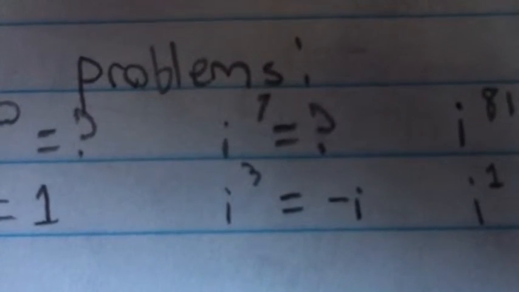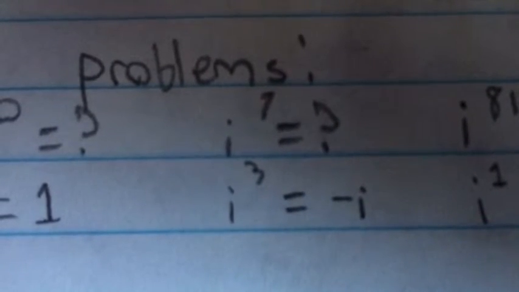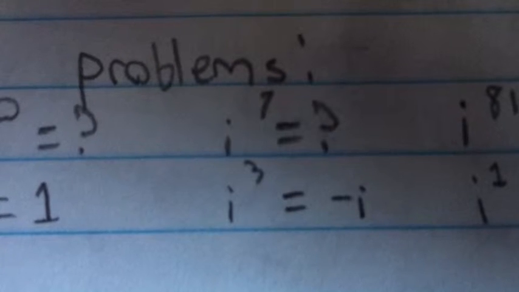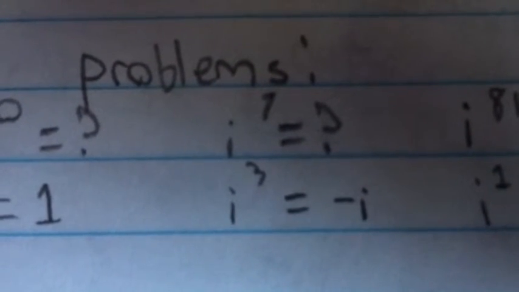The next is i to the 7th, and 7 divided by 4 is equal to 1 with a remainder of 3, so that simplifies to i to the power of 3, and that is equal to -i. And the next is i to the 81st power, and 80 is divisible by 4, and that leaves us a remainder of 1, so i to the first power.